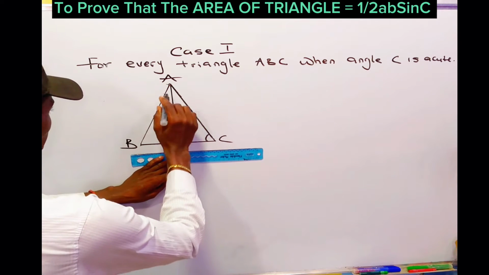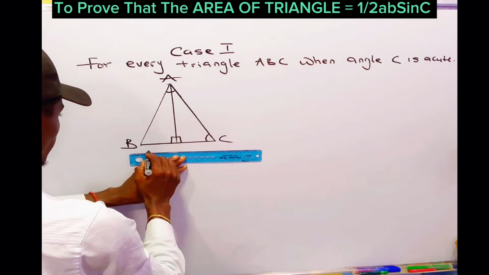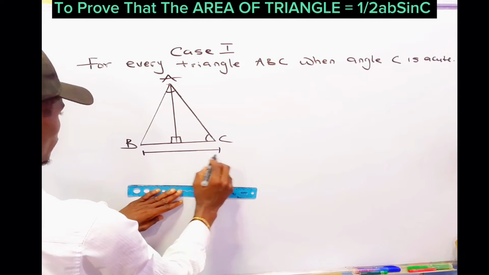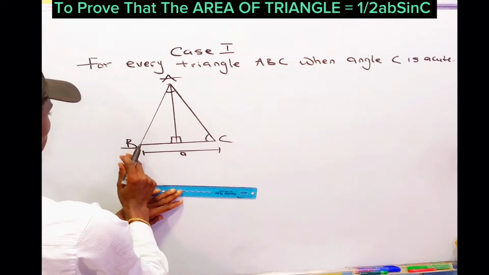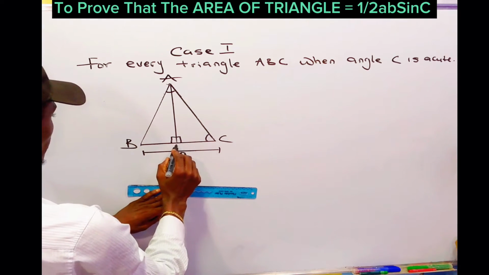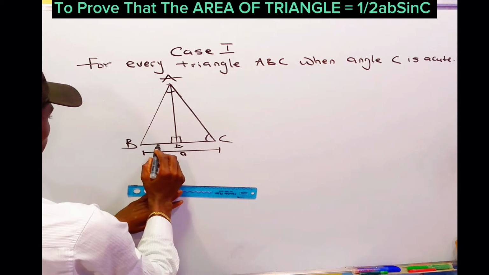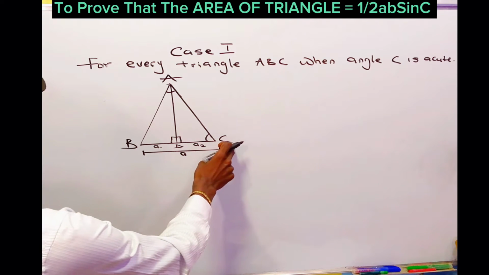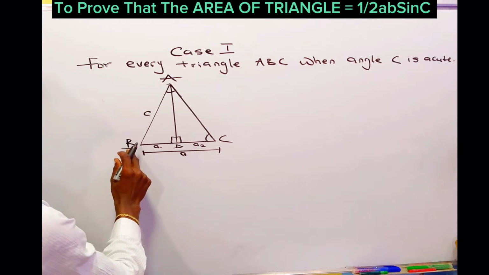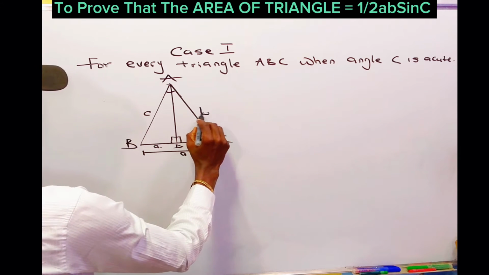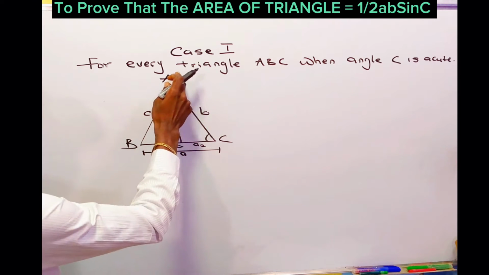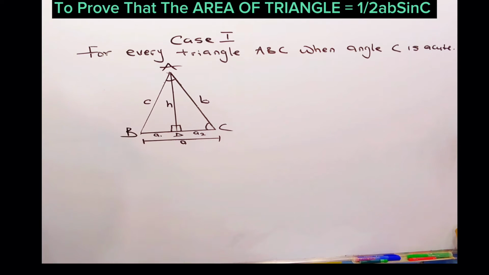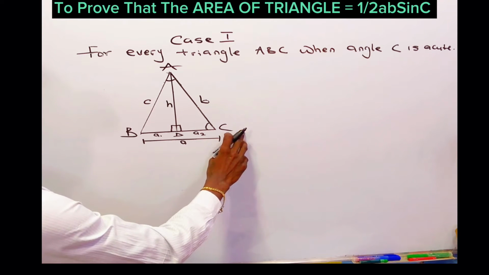Now, opposite angle A, let's call it the small a. Now, between line BC, the midpoint, let's call it D, and let's call here A1 and A2. Opposite angle C, let's call it the small c. Opposite angle B, let's also call it the small b. Now, line AD is our altitude. Let's call it H.